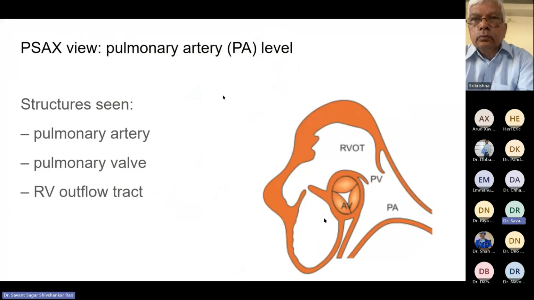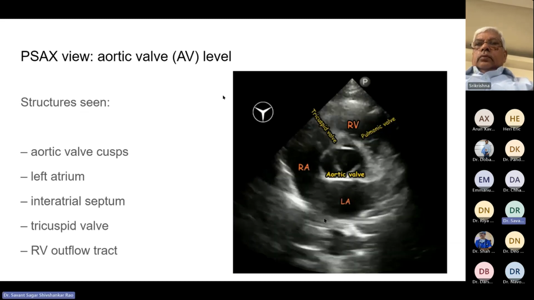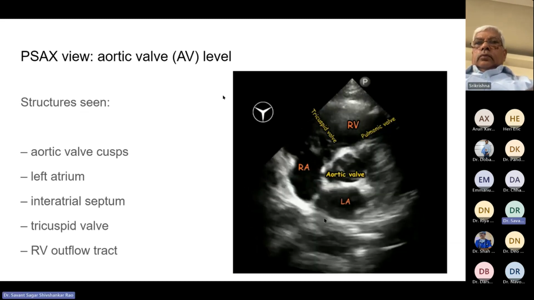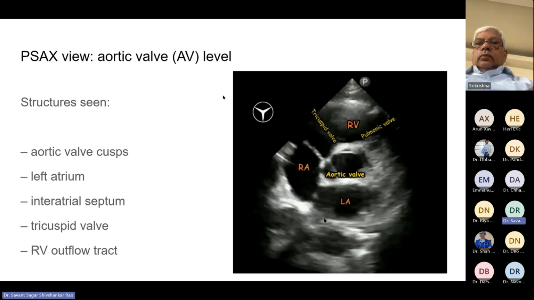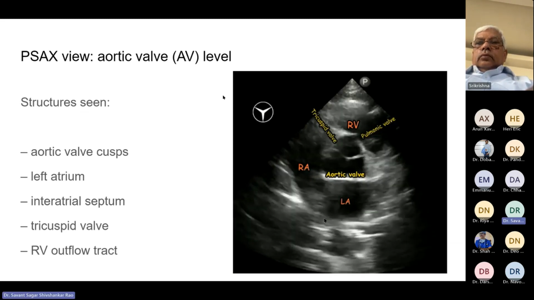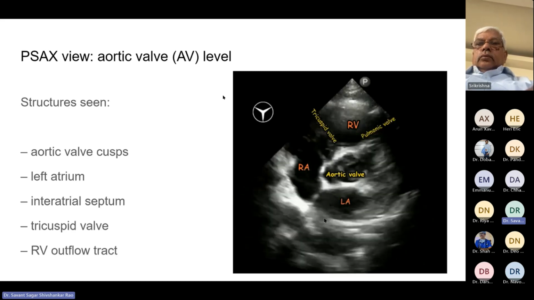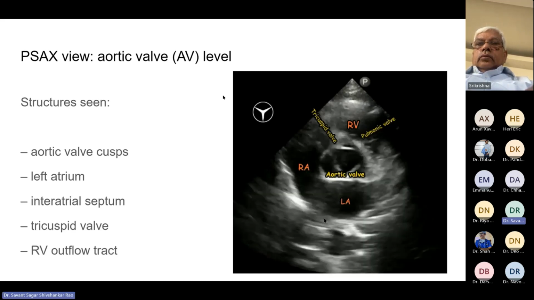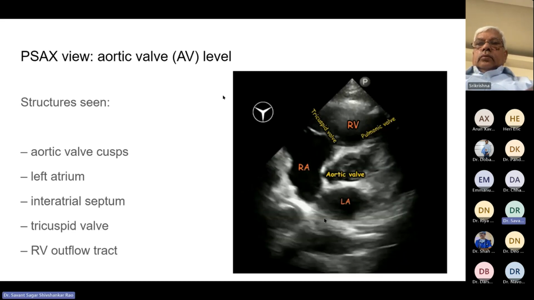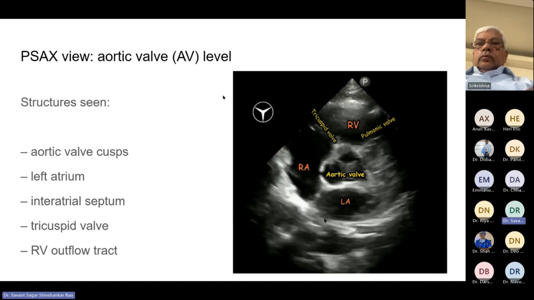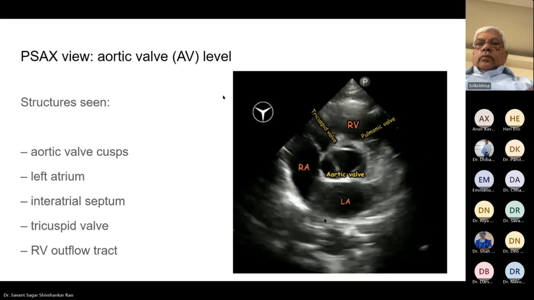So parasternal short axis view, that is pulmonary artery level. In this view, we can see pulmonary artery, valve, and right ventricular outflow tract. So this is the short axis view at the aortic valve level, showing the Mercedes-Benz sign of the aortic trileaflet, in which we can see the aortic valve at the center, left atrium just below it, interatrial septum next to the left atrium, to the left of it tricuspid valve, and the right ventricular outflow tract.